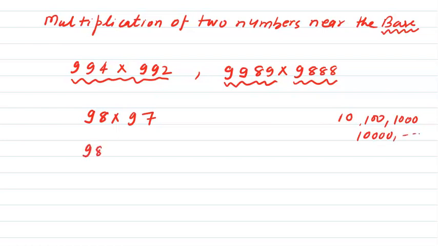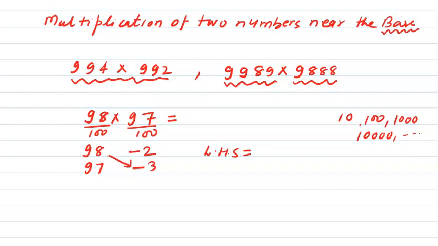So first we write these two numbers, 98 and 97, and we note that the nearest base to these two numbers is 100. So 98 is minus 2, that is, 2 less than 100, and 97 is minus 3, 3 less than 100, right? This is the deficit. Basically we are looking at the deficit because these two numbers are less than the base. The answer for this question is written in two parts. One is known as the left hand side part. So let us first understand how to calculate the left hand side part.